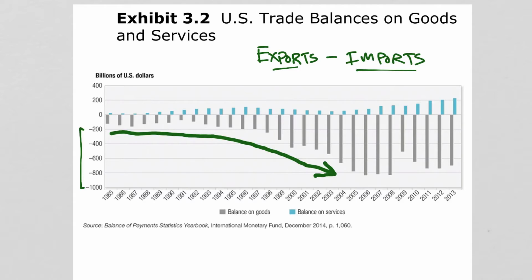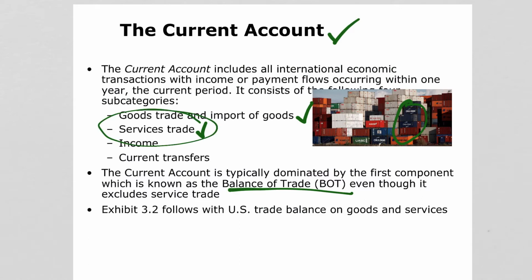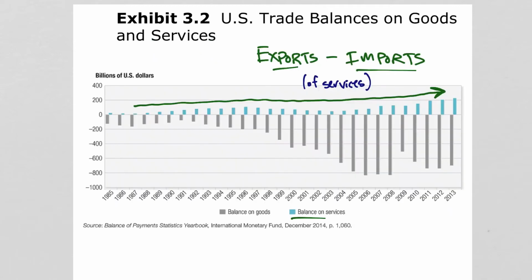However, the same cannot be said when it comes to looking at the exports and imports of services between the United States and other countries. That, depicted in this blue plot here, shows a surplus in the services subcategory of the current account. Because this is positive here, what this means is that the US actually exports more services than it imports.